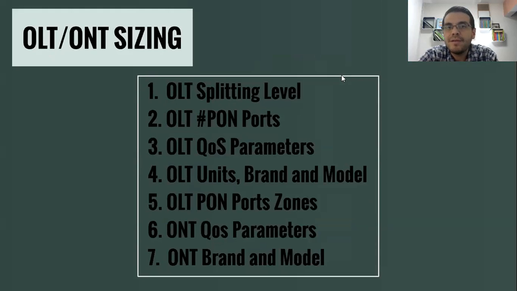First one, we're going to calculate the OLT splitting level. Second one, the OLT PON ports, number of PON ports, which is very important. Third, OLT quality of service parameters. Fourth, OLT units, brand and model. Fifth, OLT PON port zones. Sixth, ONT quality of service parameters. And finally, ONT brand and model.